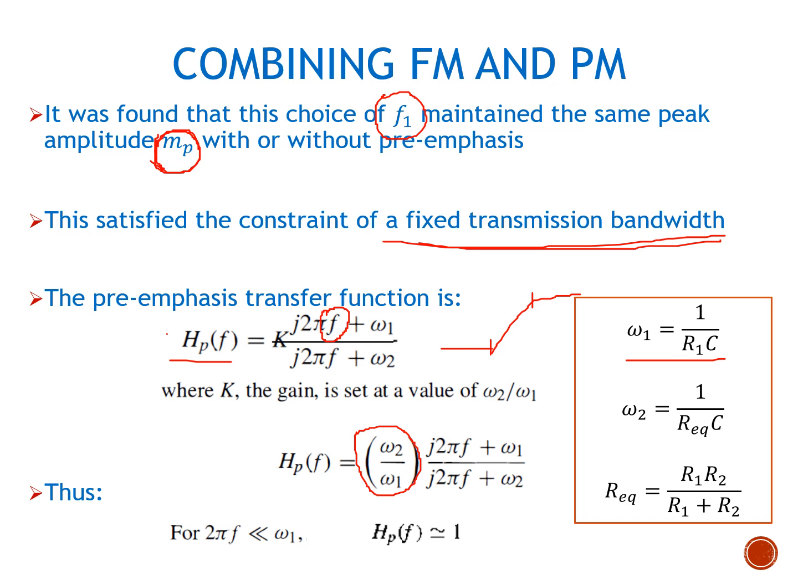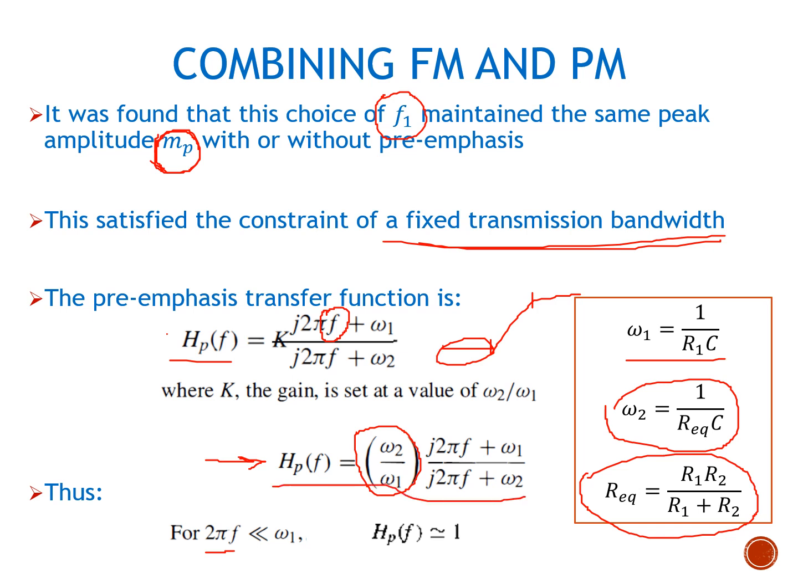Then for omega 2, it's 1 over R equivalent, where R equivalent is the parallel combination of the two resistors that we had seen in the previous circuit. Now if we look at this transfer function, for any frequency 2 pi f that is much less than omega 1, that is if we are located somewhere here, then this transfer function is almost equal to 1, right? So that's why we get a straight line in the plot that we had seen here.